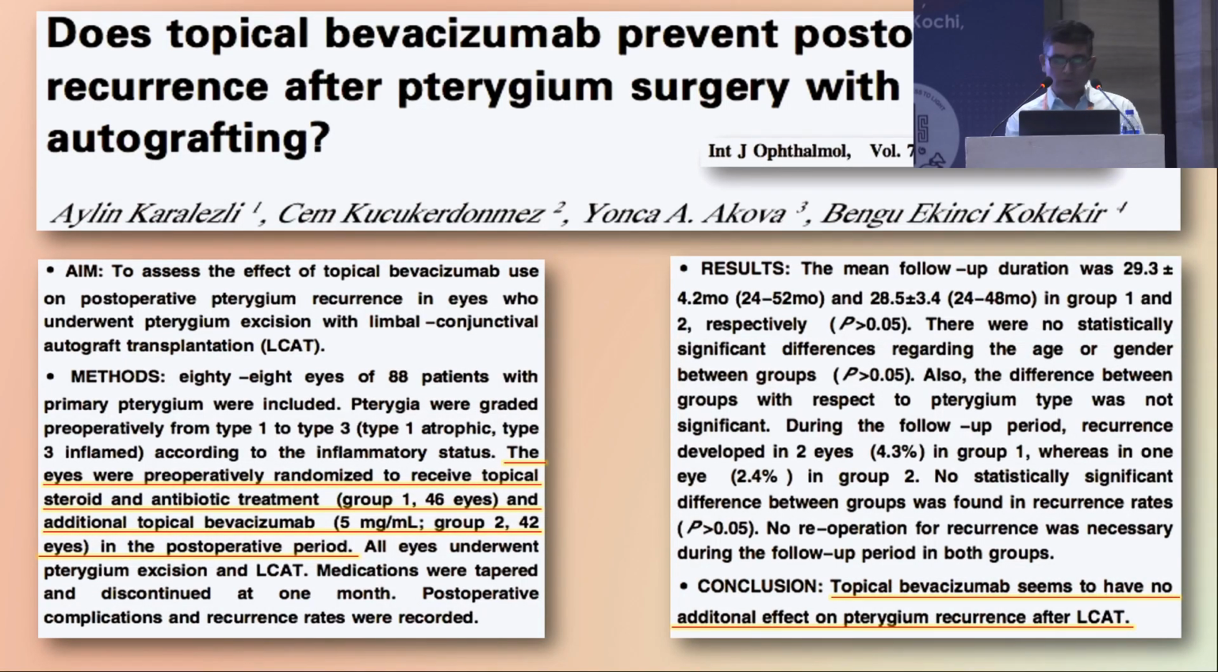In the other group, where they tried it in recurrent pterygium surgery in which an autograft was done, they studied 88 patients. In one group, they used the antibiotic plus steroid, and in the second group, an additional Avastin drop was used along with the limbal conjunctival autograft transplantation. Their conclusion was that topical bevacizumab seems to have no additional role in preventing the recurrence of pterygium over the limbal conjunctival autograft transplantation.